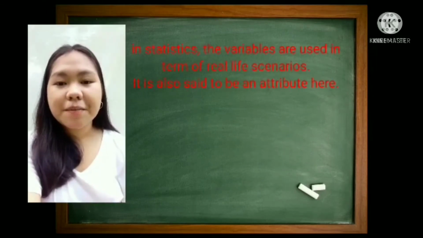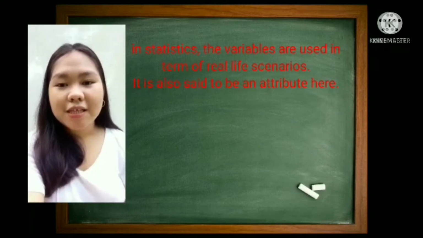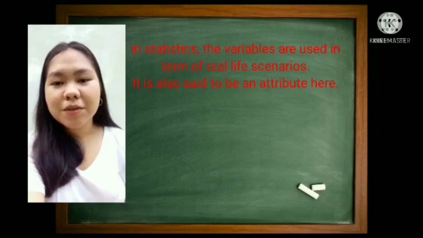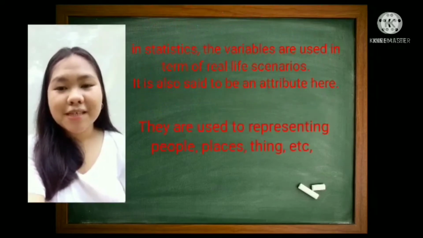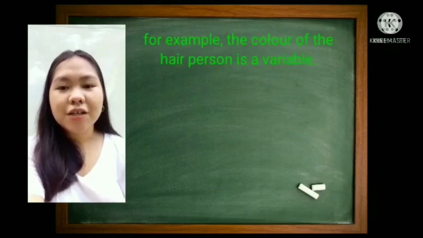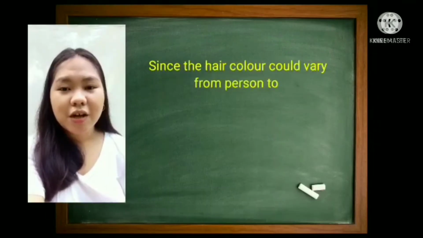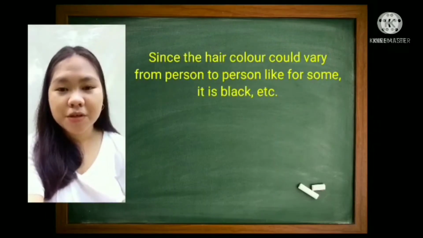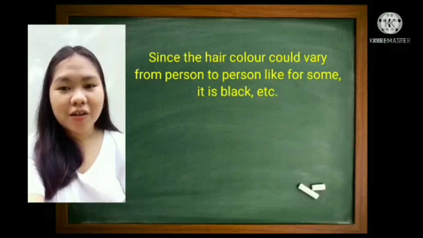In statistics, the variables are used in terms of real-life scenarios. It is also said to be an attribute here. They are used to represent people, places, things, and so on. For example, the color of the hair of a person is a variable, since the hair color could vary from person to person. For some it is blonde, for some it is black, or other colors.